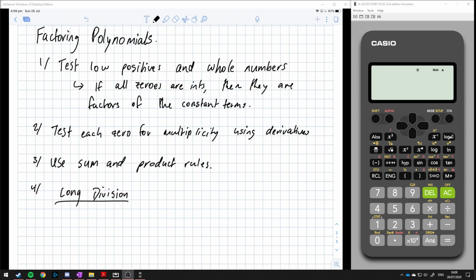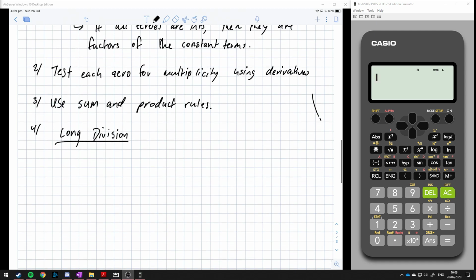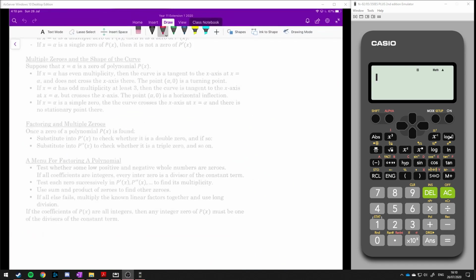But if the coefficients of p of x are all integers, then any integer 0 of p of x must be one of the divisors of the constant term. So if your constant term, say p of x is equal to ax squared plus bx plus 10, then all the zeros have to be 1 and 10, 2 and 5, or the negatives, etc., etc. So that's what that bit means. Anyway, let's have a look at an example.